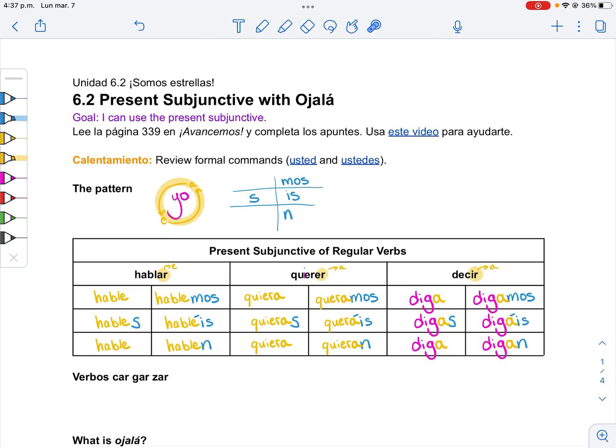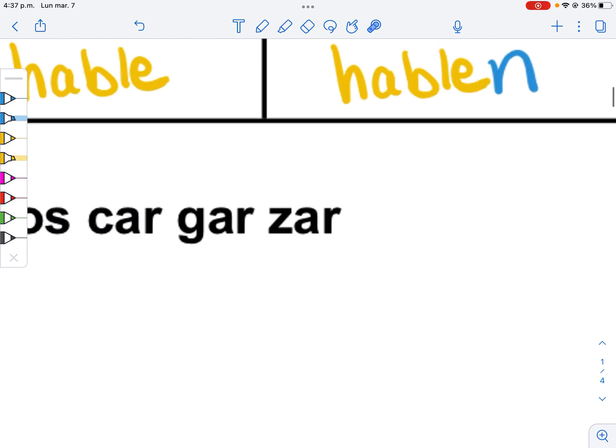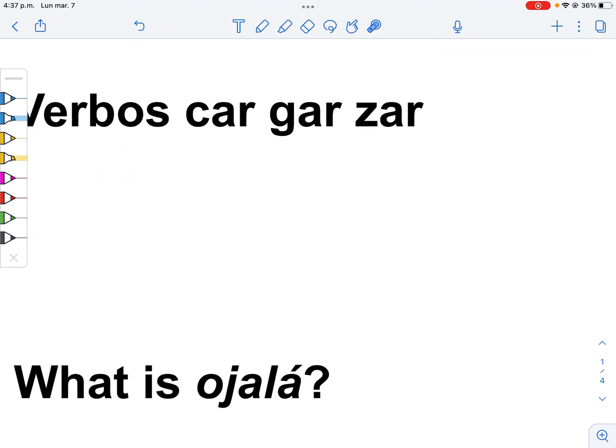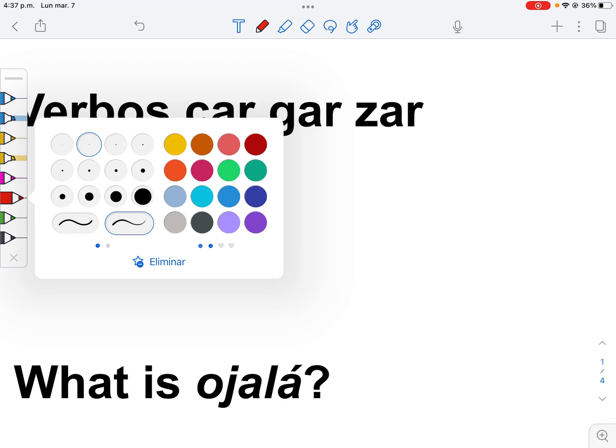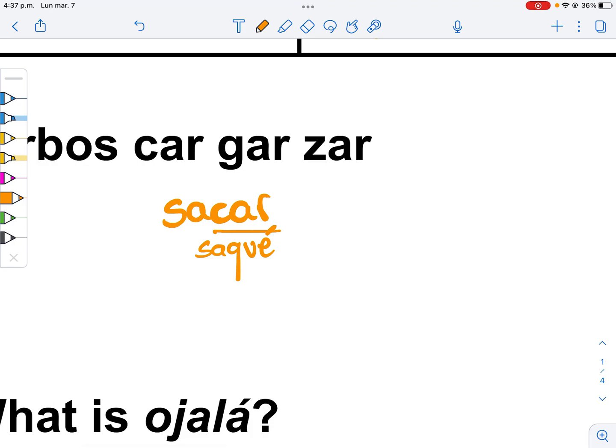A word of caution, though: when you're doing car, gar, and zar verbs and we're changing the ending, we're going to have to do some funky spellings. You remember when we had verbs in the preterite, for example, like sacar would turn into saqué. We needed to change that on a car verb. The same thing is going to happen in the subjunctive. When we change this, we have saque, but now it says sace, right? So same thing, we need to change that to a QU.